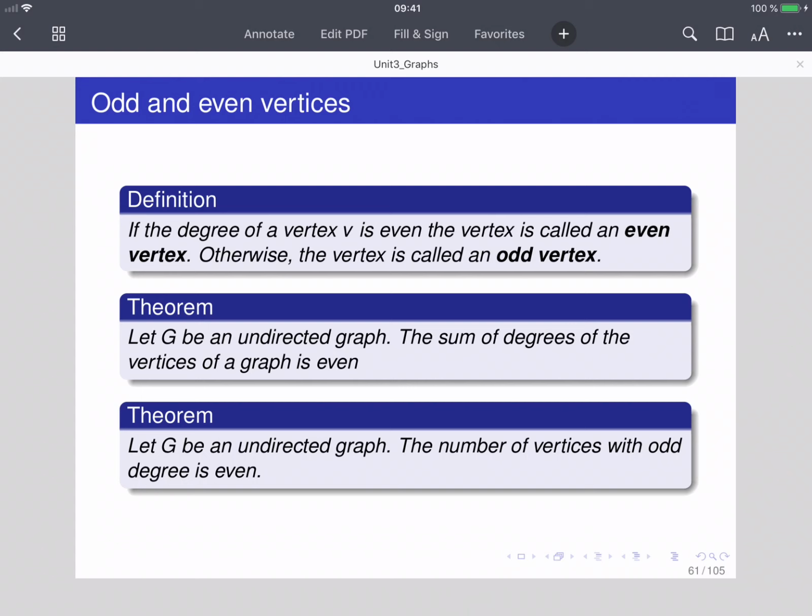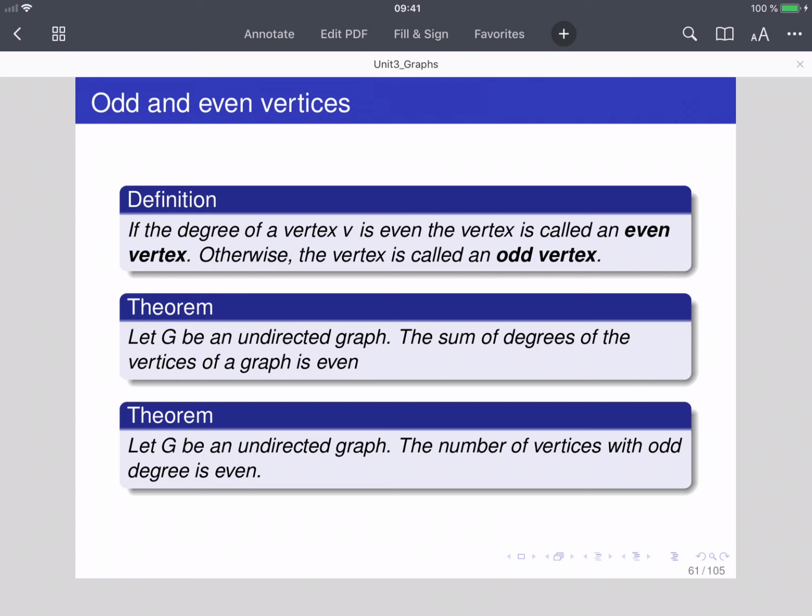Okay, so this is important because it is closely related to the problem of finding paths which use all the edges in the graph once and only once. Okay, so what we need to define is what we call even and odd vertices. So a vertex is even if it has an even degree, and it is odd if the degree of the vertex is odd.